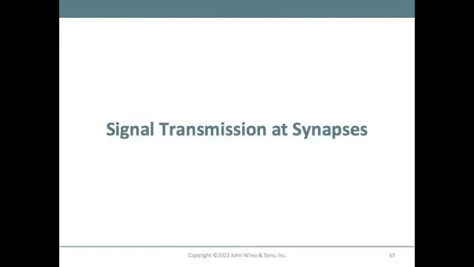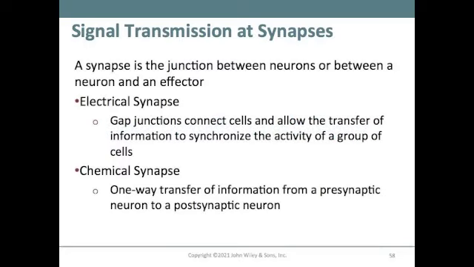Page 444, signal transmission at synapses. A synapse is a junction between neurons or between a neuron and an effector. What I mean by an effector would be a skeletal muscle. Synapse is going to occur at two places. It's going to occur between neuron and neuron, which is very common. And it's also going to occur between, for instance, a neuron and a skeletal muscle or a gland.